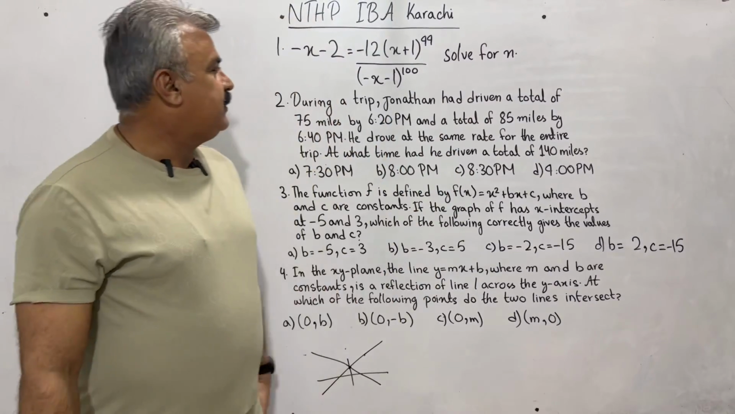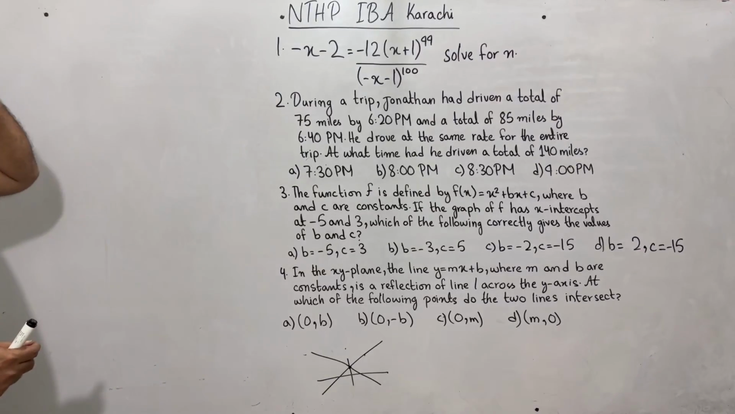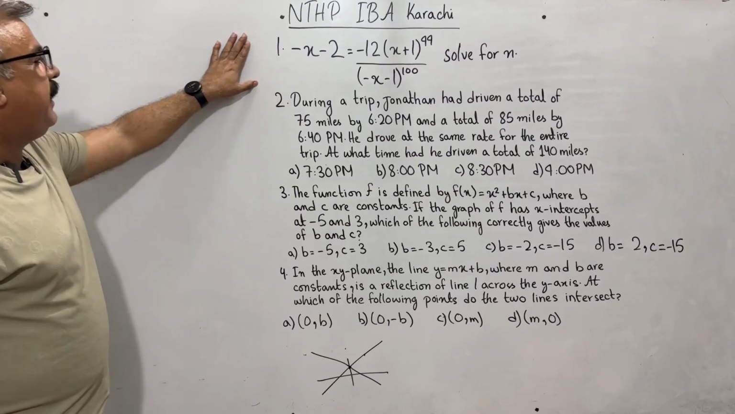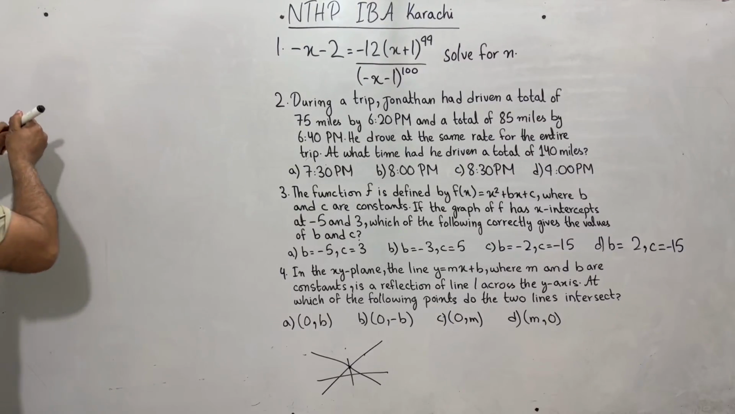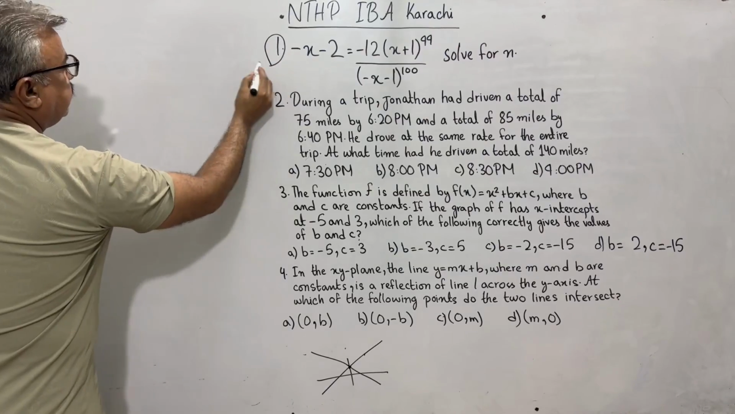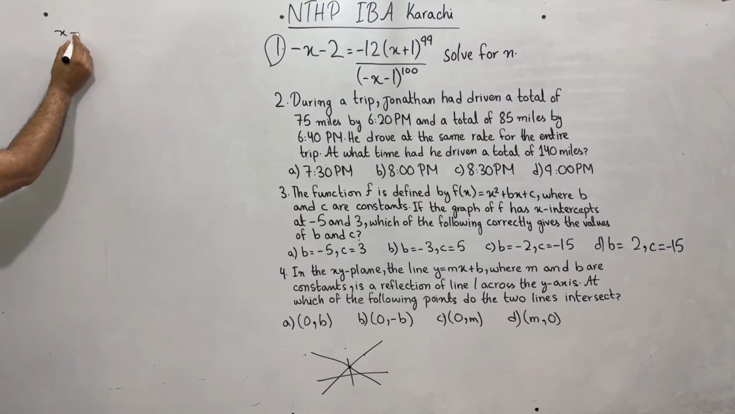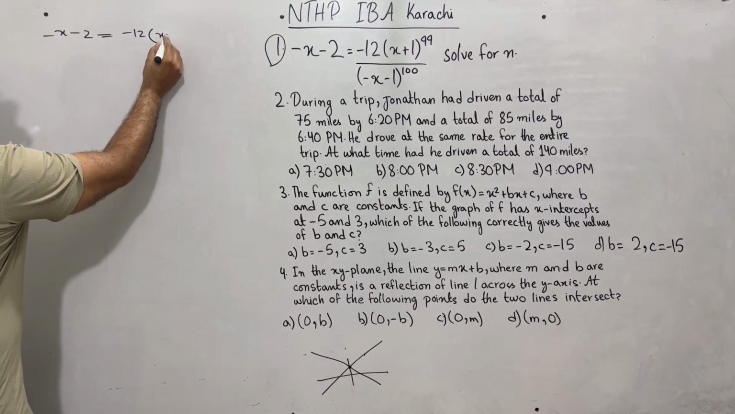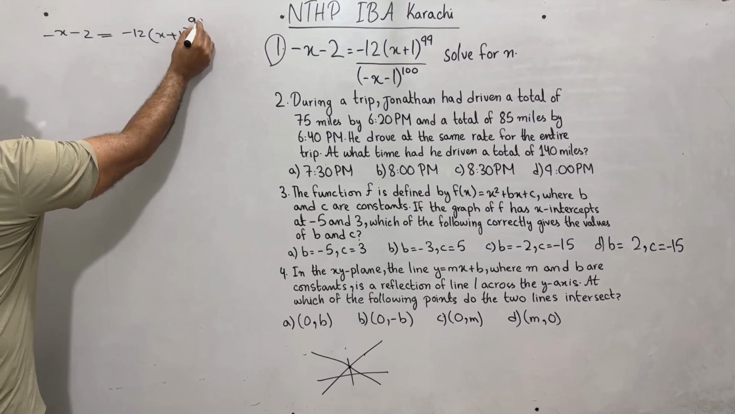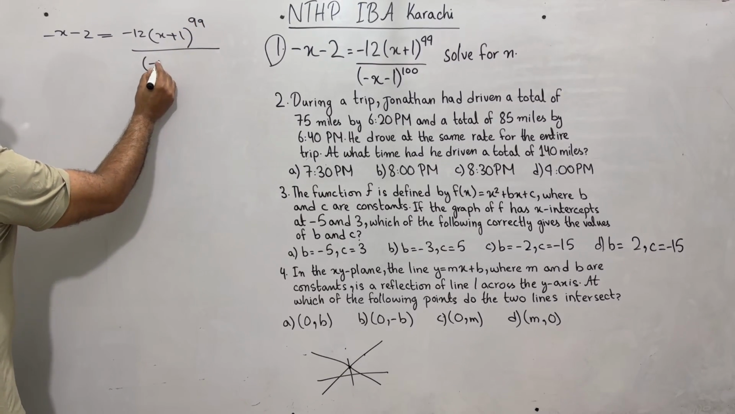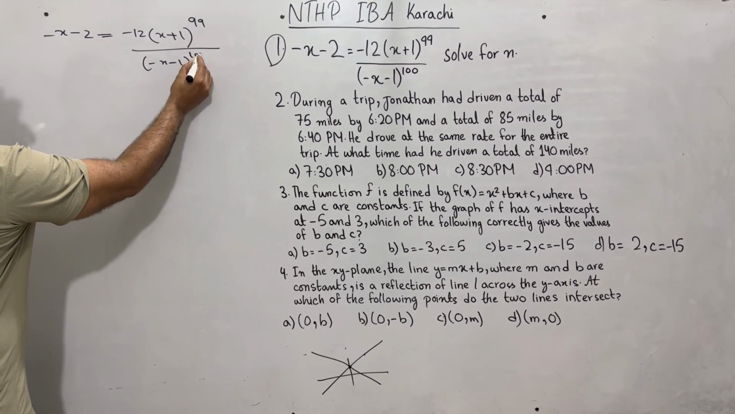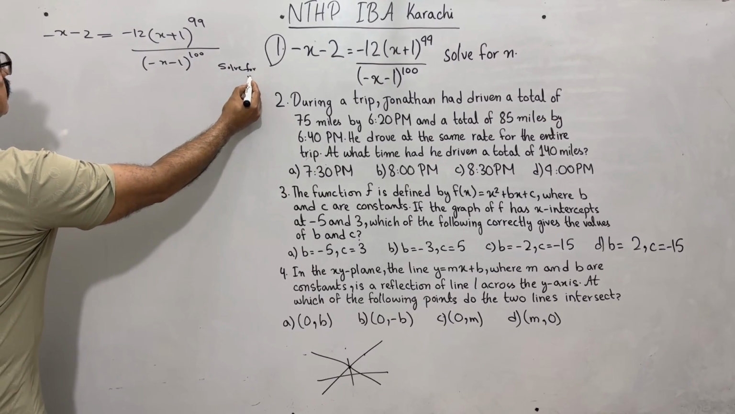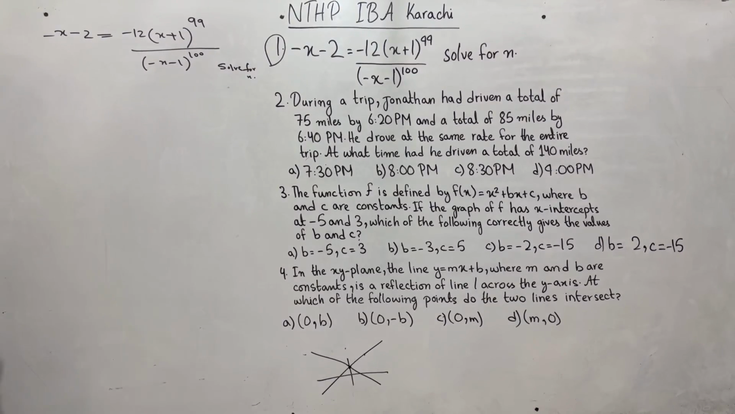Let's get along. Selection from the past papers of Sat Parna, and the first question is from German Olympiad. It reads as question number 1: x minus negative x negative 2 is equal to negative 12 times (x plus 1) raised to 99 divided by (minus x minus 1) raised to 100. Solve for x.